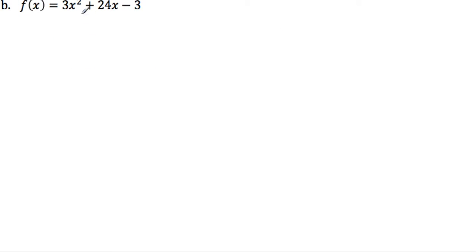For b, same thing. We have this function. We want to factor out the coefficient of the first term, which is a 3, and we're left with x squared plus 8x. We're going to leave a blank, and the 3 is going to be on the outside of the parentheses, and because we added some value, we have to subtract some value. So here, b is 8, so 8 divided by 2 is 4. 4 squared is 16. Because we added 16, we have to subtract 3 times 16.